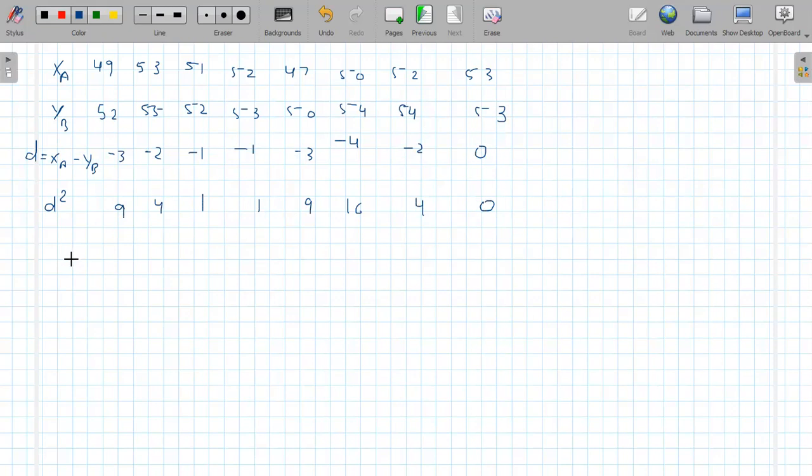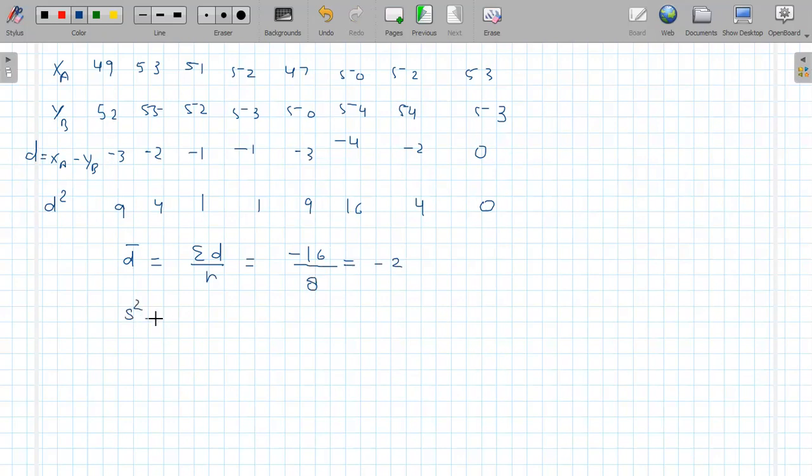So the value of D bar is the average of D, summation D over n, that is minus 16. If you add these you will get 16. Minus 16 divided by n, where n here is 8. So this is minus 2.